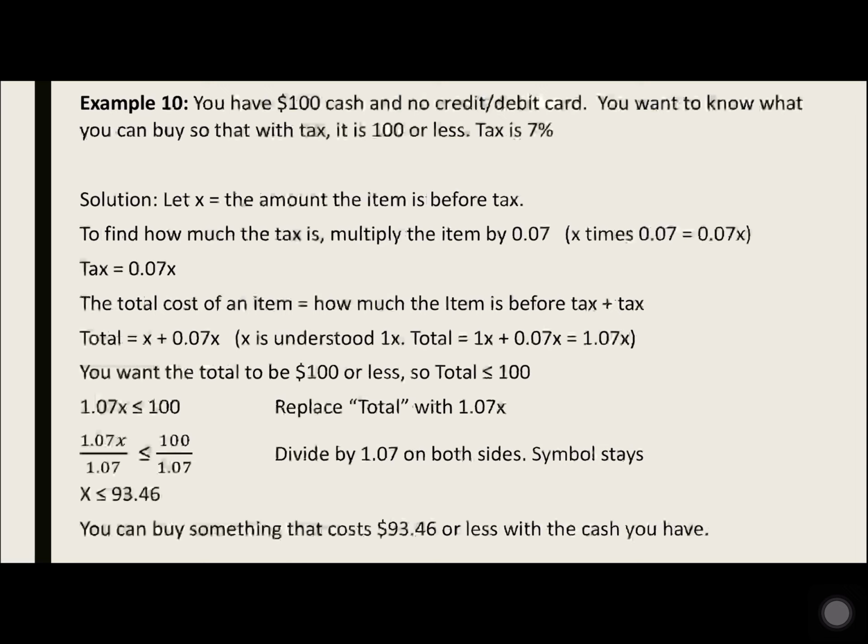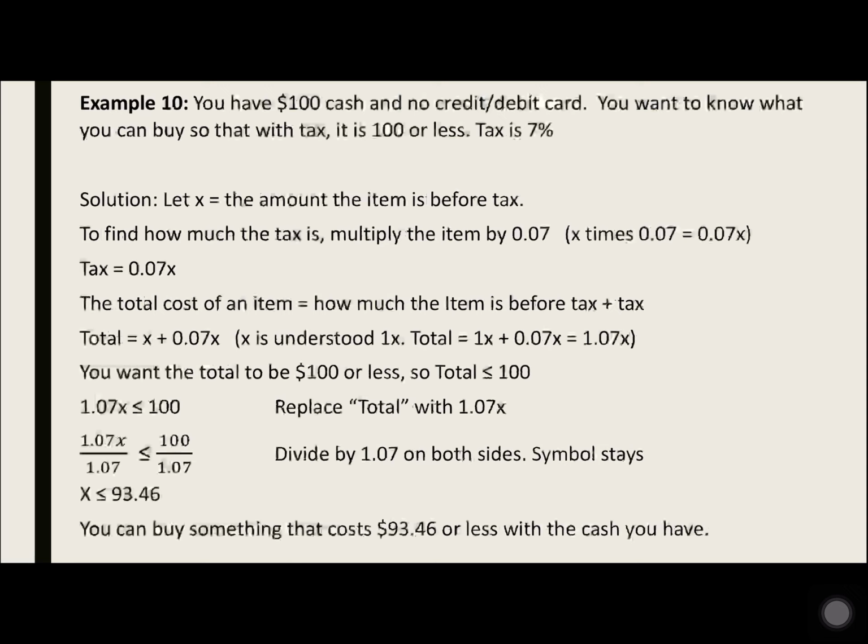Example 10. You have $100 cash, no credit, no debit card. You want to know what you can buy so that with tax, it's 100 or less. Tax is 7%. Let X equal the amount the item is before tax. To find out how much the tax is, multiply the item times 0.07. X times 0.07 equals 0.07x. So the tax is 0.07x.